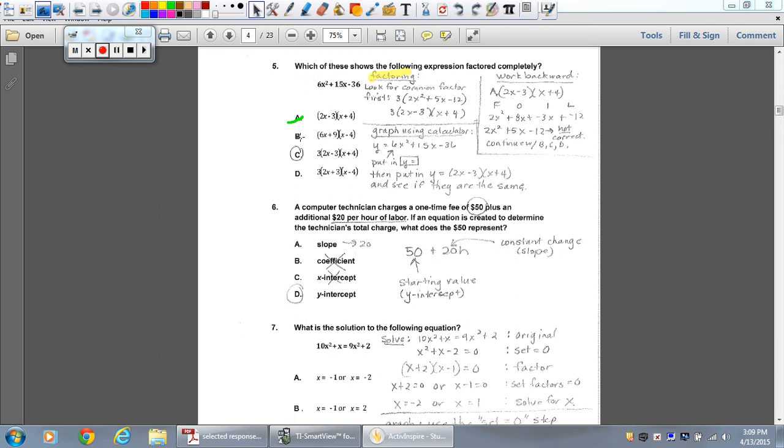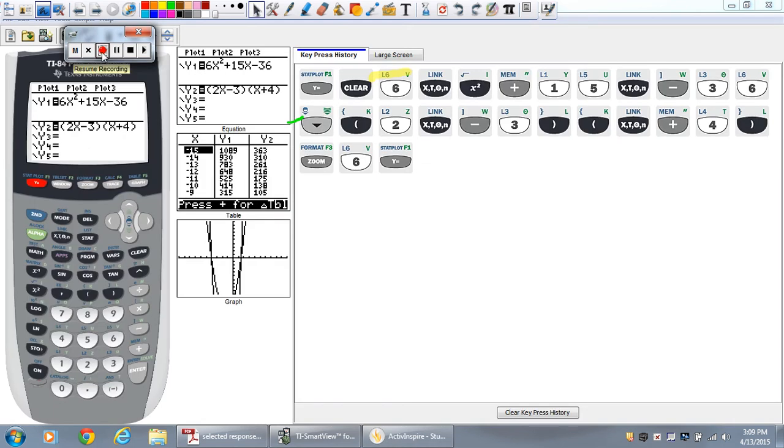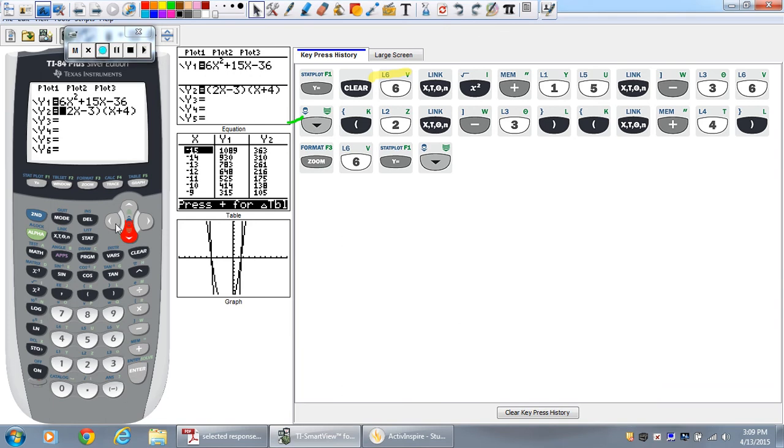I'll try the one that I know is the answer, the 3 times the quantity 2x minus 3. So I'm back on my y equals screen. I'm going to go down to this one, and I really don't want that anymore. I could clear it off, or I could just turn it off by turning off the equal sign. And since that equal sign is not shaded, I know that it won't graph it. And I'm going to type in the other one.